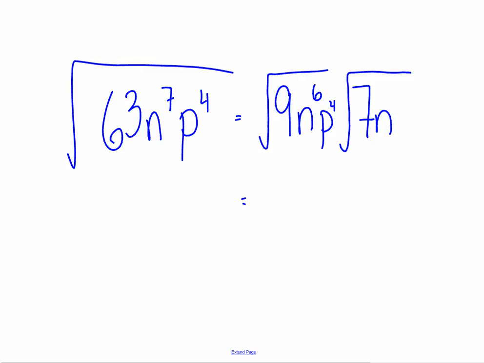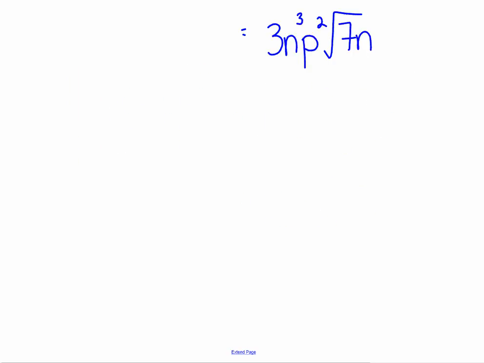So that gives us, what's the square root of 9? 3. What's the square root of n to the 6? It's divided by 2. N cubed, you're dividing it by your index. The reason why is, remember, your index can be written as a fractional exponent. So if you're multiplying by a fraction, it's like dividing by that number. P to the 2, and then square root of 7n is left over. You can't square root 7, you can't square root n.